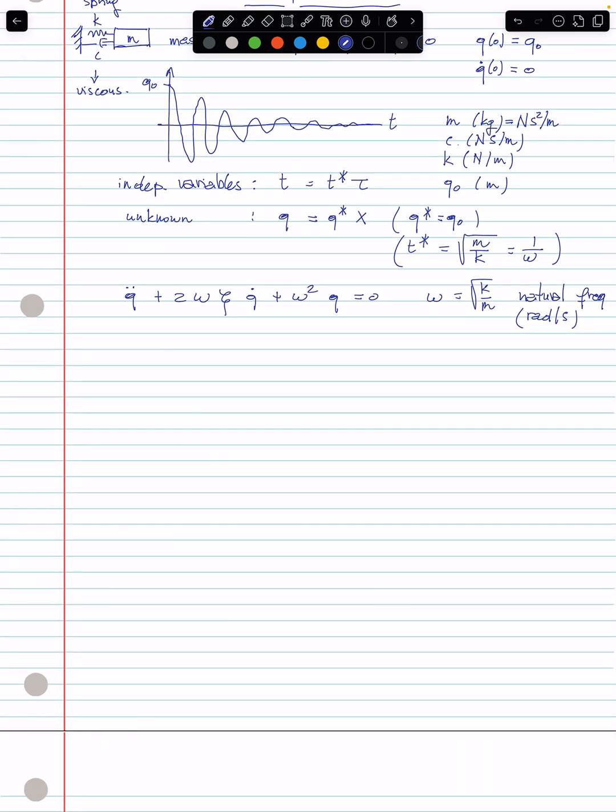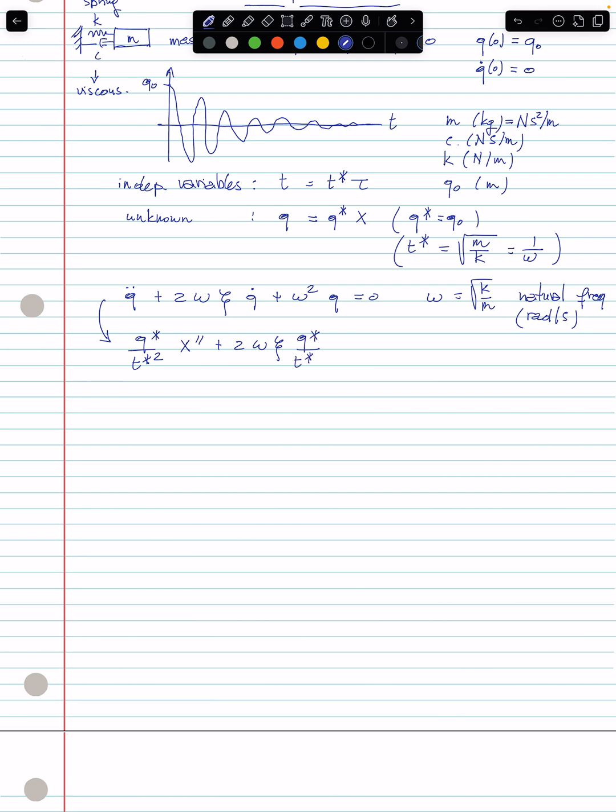All right. And so we could imagine, as we have played this game already several times, that we don't know the characteristic time, and let's just see if it naturally comes out of the equations. And so just by rewriting this with the characteristic time and characteristic unknown, we would have something like this: squared characteristic time times x, second derivative, plus twice omega xi times the first derivative of q.